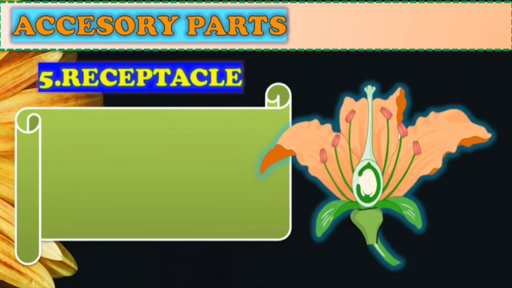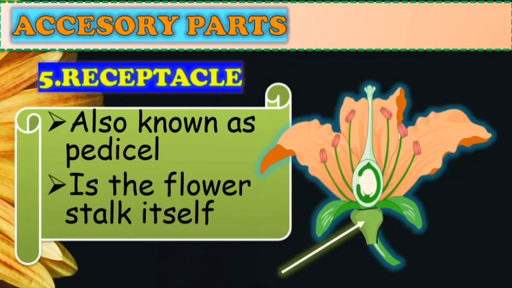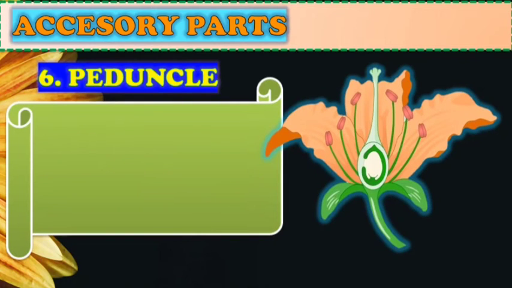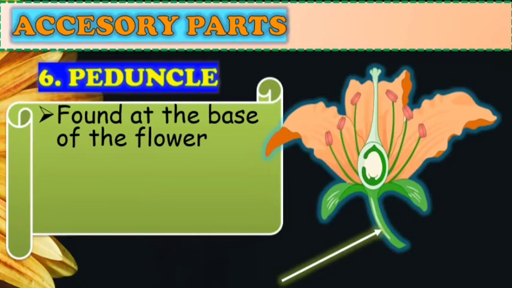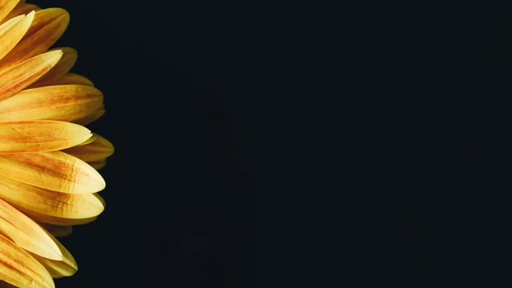Number 5, the accessory parts, starting with the receptacle. The receptacle, also known as the pedicel, is the flower stalk itself. Next, we have the peduncle, found at the base of the flower. It is a part of the stalk bearing the floral organs.